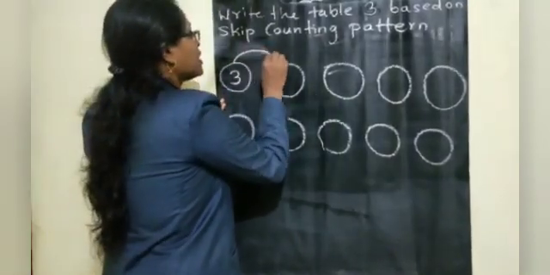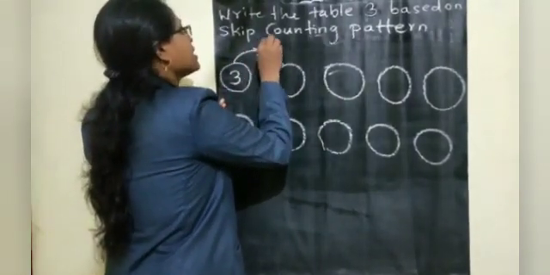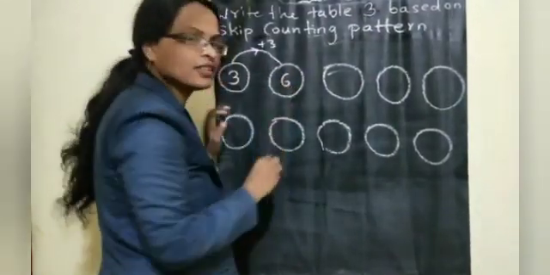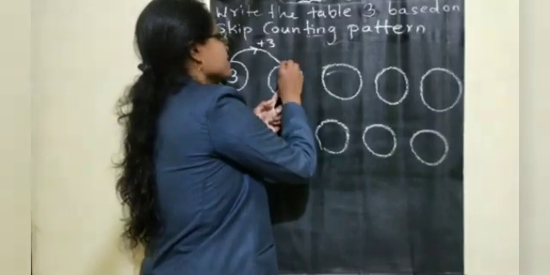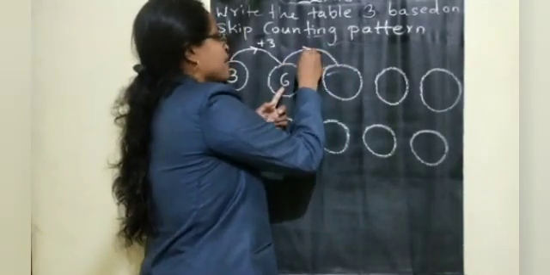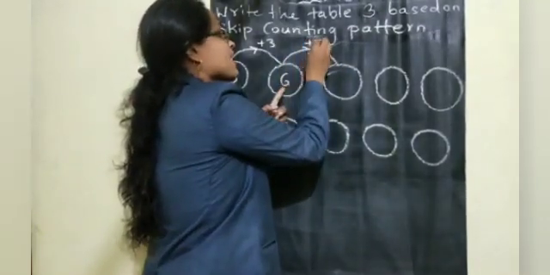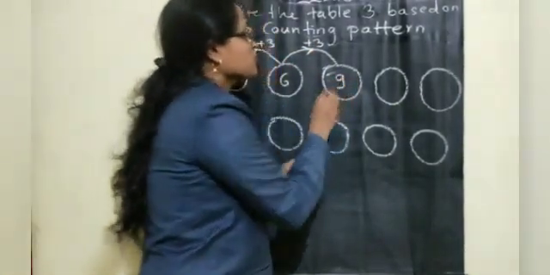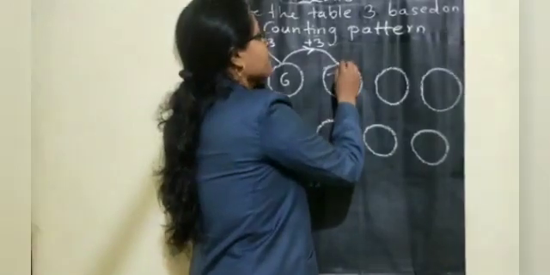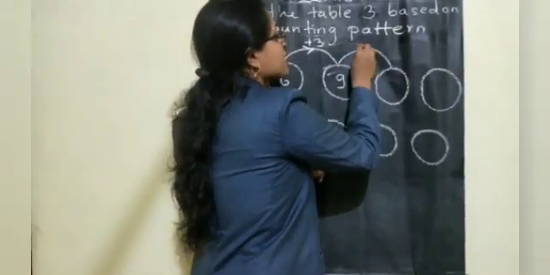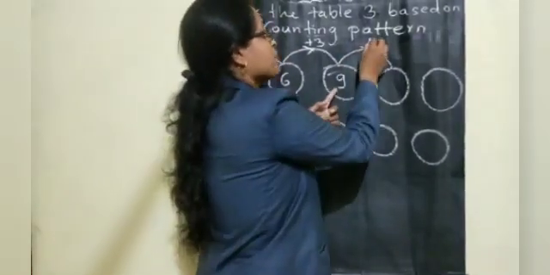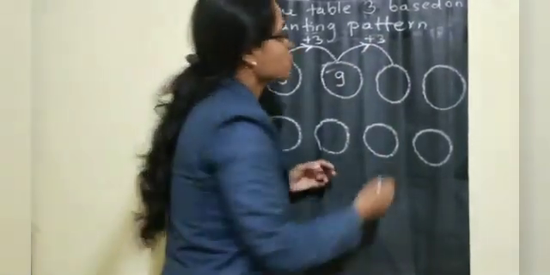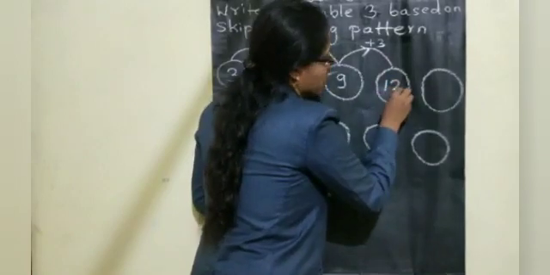So for 3 you can add plus 3. 3 plus 3 how much? 3 plus 3 is 6. Now from 6 we move to the next circle, and for this 6 again we add 3. 6 plus 3 is 9. From that 9 we move to the next number, and again we add 3. 9 plus 3 how much? 9 plus 3 is 12. So we are writing 12 here.